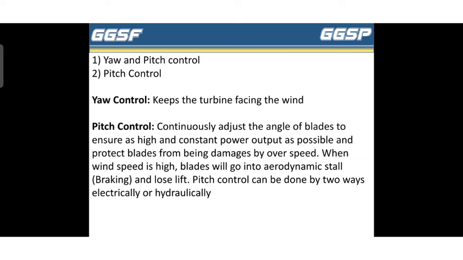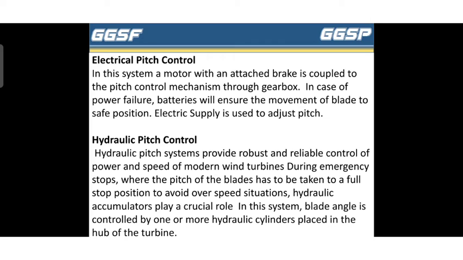When wind speed is high, the blades will go into aerodynamic stall, braking and losing lift. Pitch control can be done in two ways, electrically or hydraulically. Electrical pitch control: in this system a motor with an attached brake is coupled to the pitch control mechanism through the gearbox. In case of a power failure, batteries will ensure the movement of the blade.